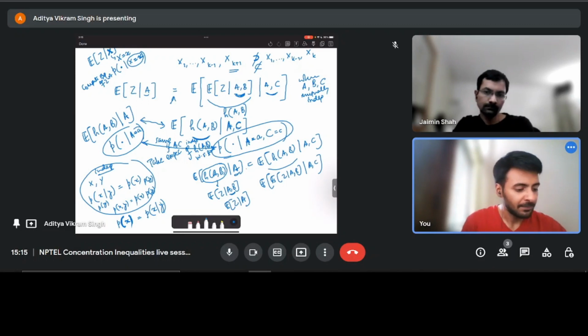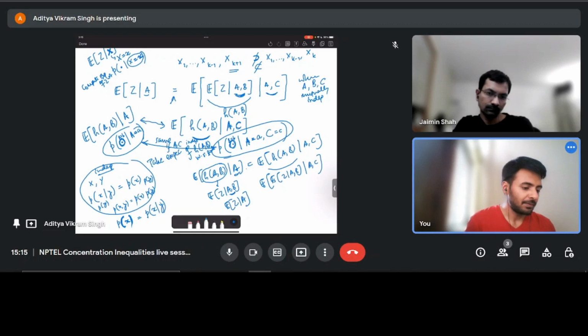Because this probability distribution here where I put a dot would involve b basically: what is the probability that b equals b given a equals a, and what is the probability that b equals b given a and c. So since all these quantities are independent, we have that the probability of b given a is the same as the probability of b given a comma c.